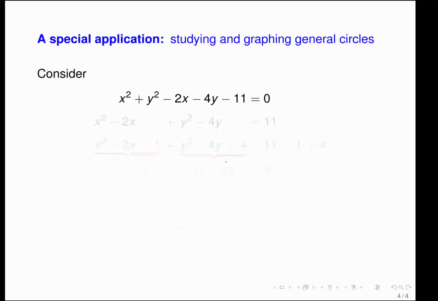Finally, let's look at a special application of completing the square. Consider the following relationship between x and y. Although not obvious at all, it turns out that if we were to sketch the curve determined by this equation, then we get a circle. To see why, we're going to use completing the square to rewrite this given equation to be in the standard form for the equation of a circle.